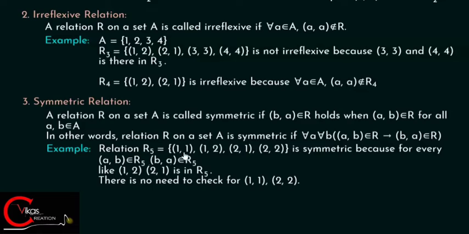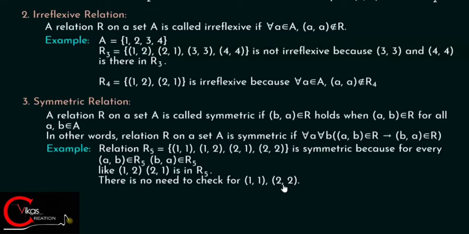And there is no need to check (1, 1) and (2, 2). Obviously, this relation R5 is symmetric, because for every (a, b) belonging to R5, (b, a) does belong to R5. Here we have (1, 2), then (2, 1) must be there in R5, and you can see that (2, 1) is there in R5, right? There is no need to check for (1, 1) and (2, 2), let me tell you, okay?